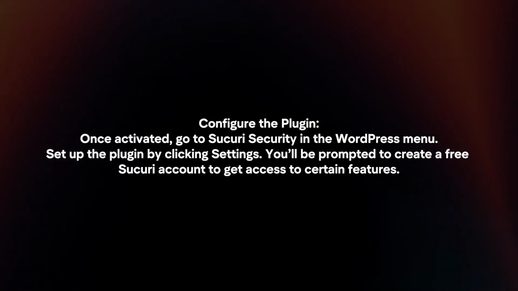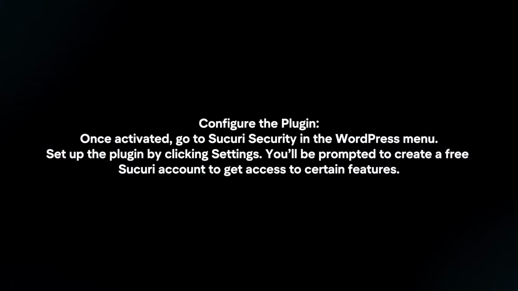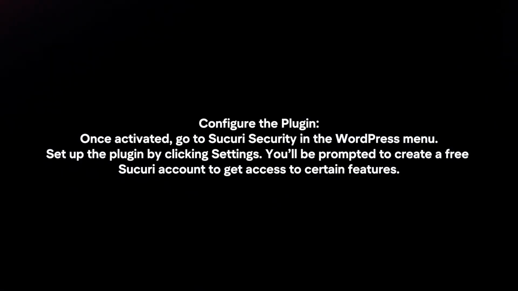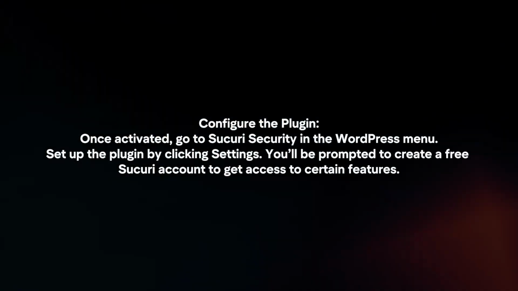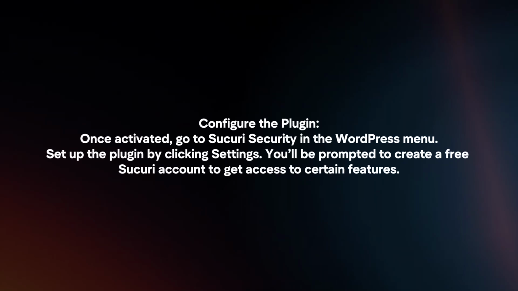Configure the plugin. Once activated, go to Sucuri Security in the WordPress menu. Set up the plugin by clicking Settings. You'll be prompted to create a free Sucuri account to get access to certain features.